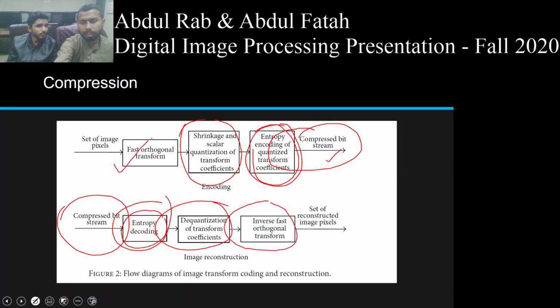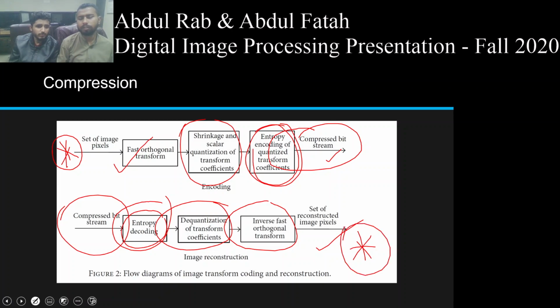Whatever orthogonal transformation we have applied, we will now apply its inverse, so that we can get the actual image on which we transformed. Now here we will get the matrix that we had sent here, the matrix star. Now here we will receive the matrix star.